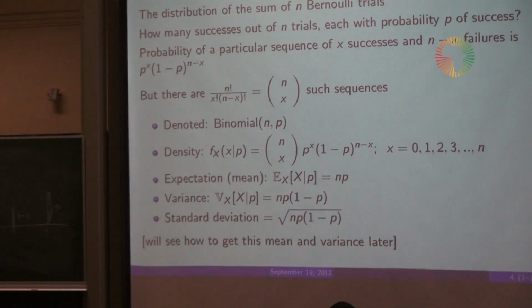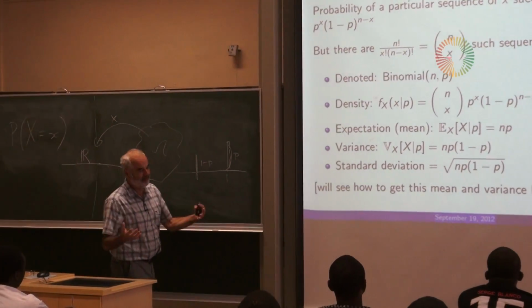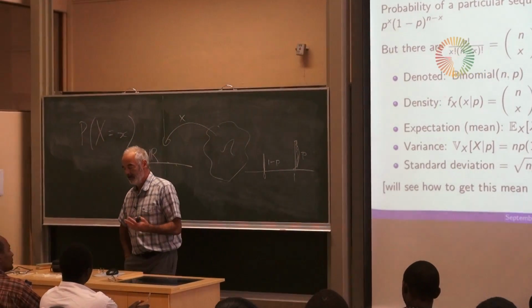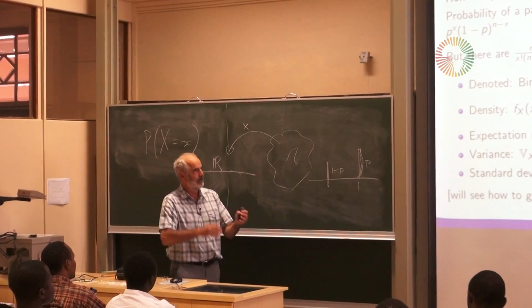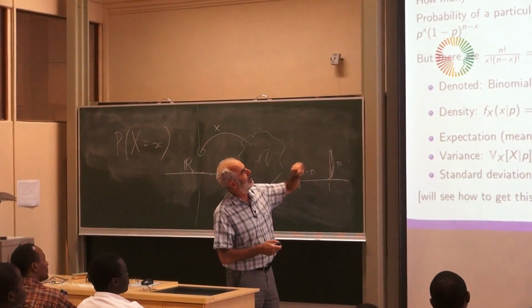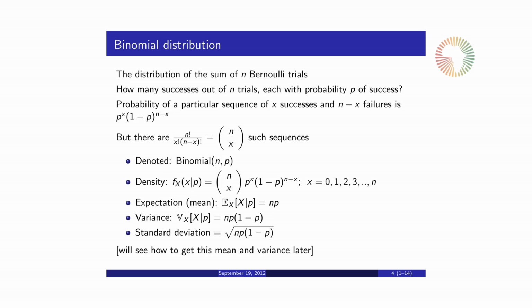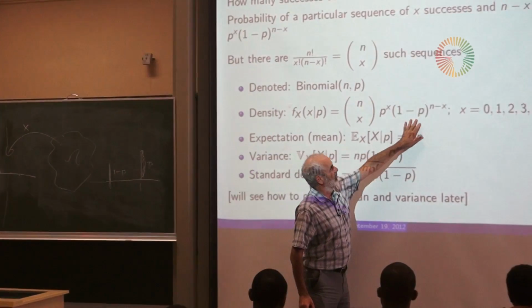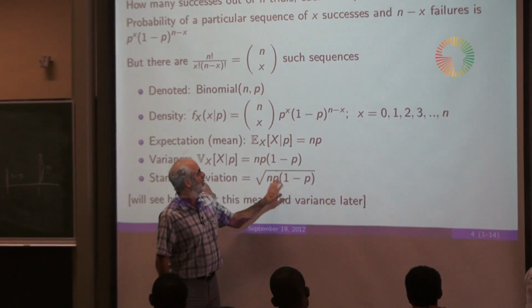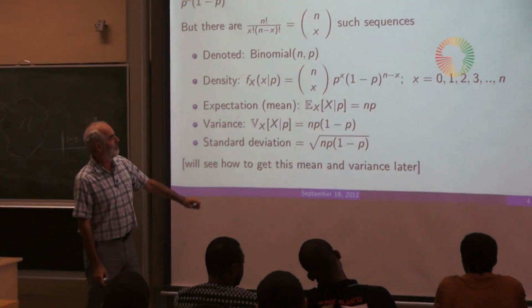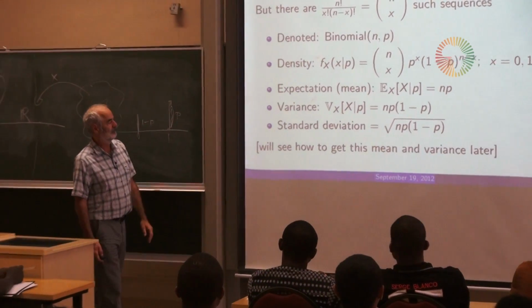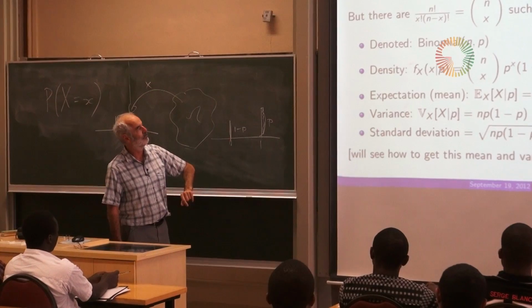Okay, a binomial is when we do a lot of Bernoulli trials. So we flip a coin lots of times, or we do anything many times. And as I described yesterday, the probability of a particular sequence is p to the x times 1 minus p to the n minus x, but there are n choose x such sequences, the combinatoric, and so our overall density looks like that. And that has mean np and variance np times 1 minus p, which we'll prove later. That's quite straightforward.